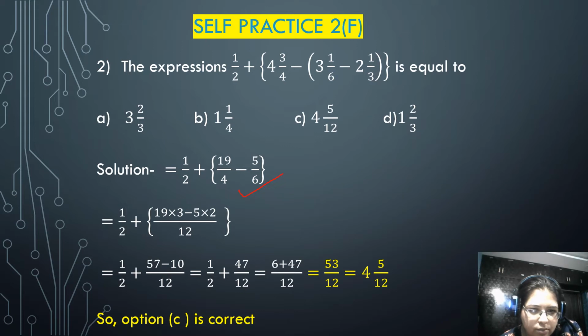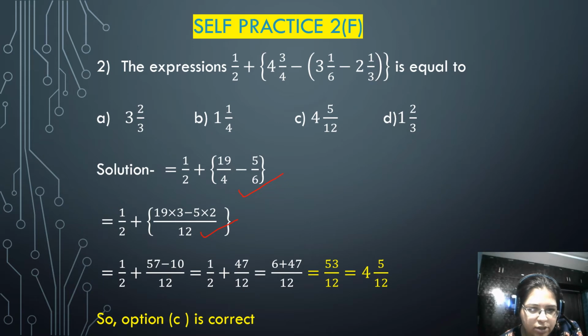Now we evaluate this expression that is inside the curly bracket. 19 divided by 4 minus 5 divided by 6. First take the LCM of 4 and 6. 4 is 2 multiplied with 2, and 6 is 2 multiplied with 3. So LCM is 2 multiplied with 2 multiplied with 3, that is 12. So LCM of 4 and 6 is 12.